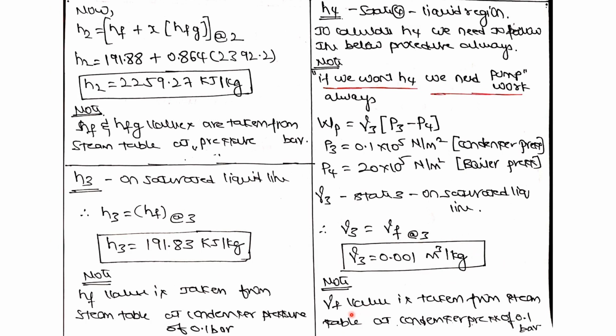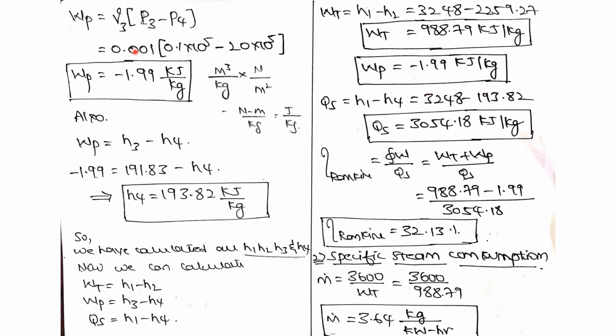Look, it is negative. Why? Because it is work done on the system. Pumping work is always negative. That is minus 1.99 kilojoules per kg. If you have any doubts in the conversion factors of units, the hint is given here. Specific volume is meter cube per kg and pressure is in Newton per meter square, because you are substituting your converted factor from bar to Newton per meter square. So meter square and meter cancel, and one meter remains. Newton meter is joules per kg.